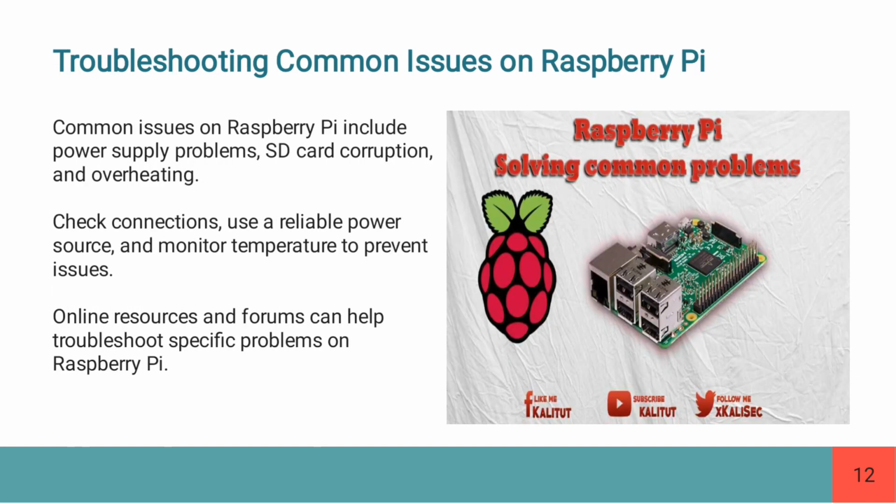And troubleshooting common issues on the Raspberry Pi. The common issues on the Raspberry Pi include power supply problems, SD card corruption, and overheating. Check connections, use a reliable power source, and monitor temperature to prevent these issues. Online resources and forums can help troubleshoot specific problems on the Raspberry Pi.